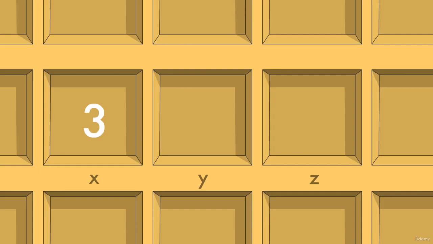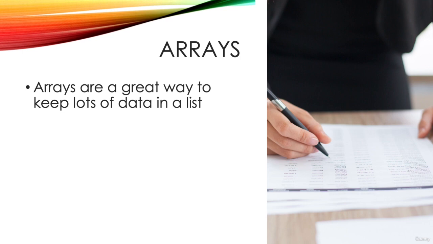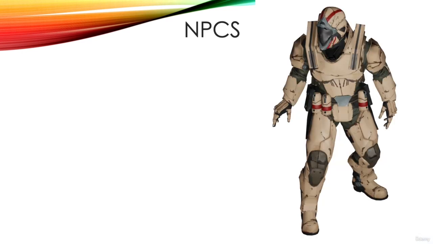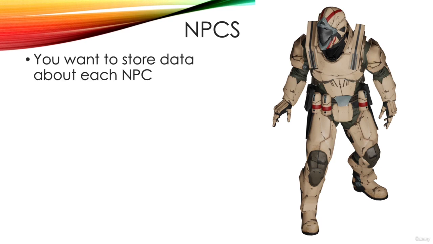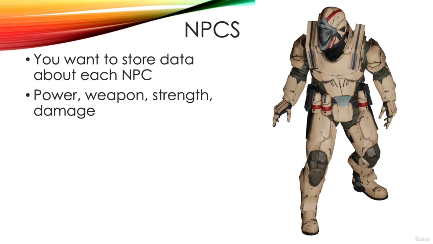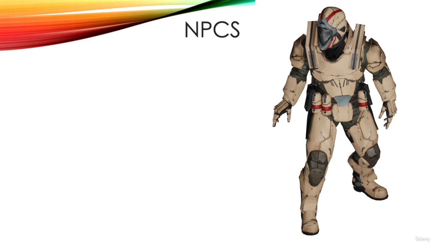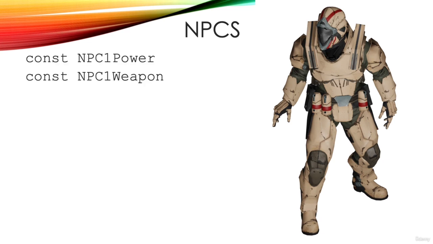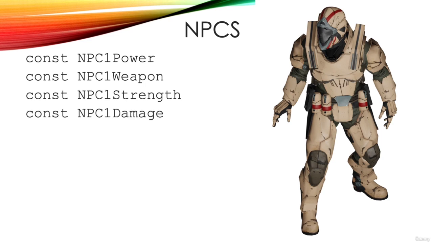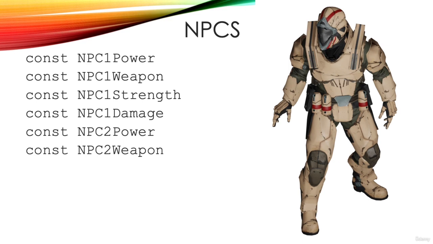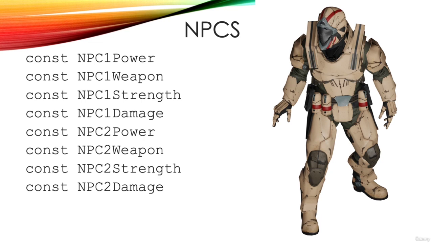Objects. You've learnt about variables and arrays already. Imagine you have a game where there are lots of non-player characters, NPCs. You want to be able to store information about them, power, weapon, strength and damage for example. We could store this as lots of individual variables, NPC1 power, NPC1 weapon, NPC1 strength, NPC1 damage, NPC2 power, NPC2 weapon, NPC2 strength, NPC2 damage, etc.